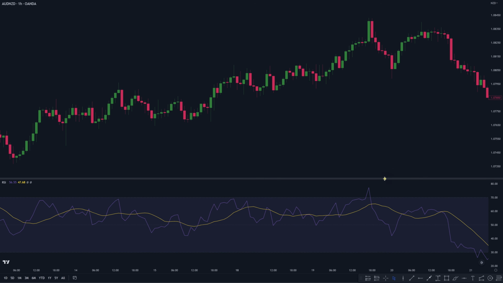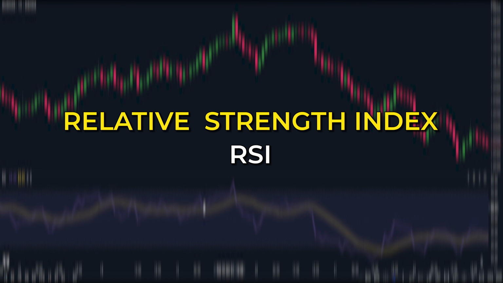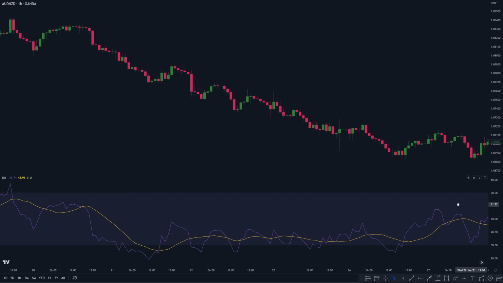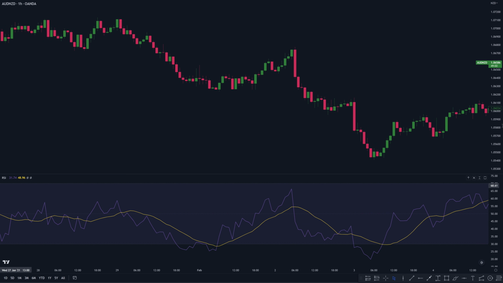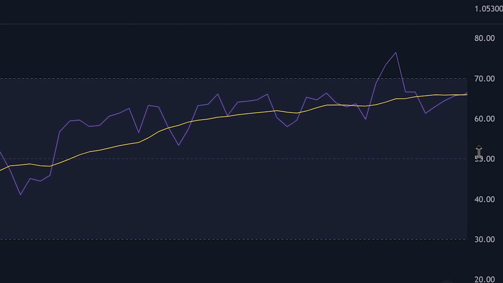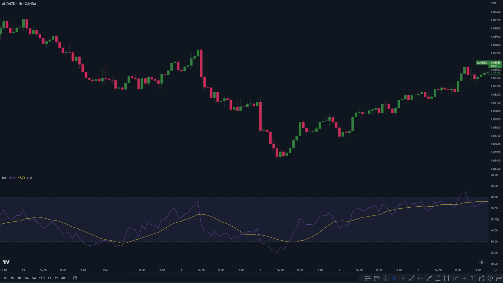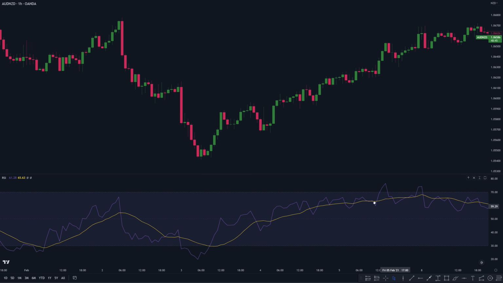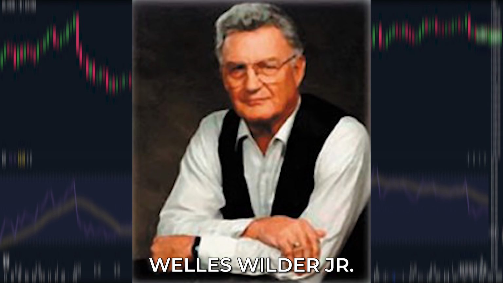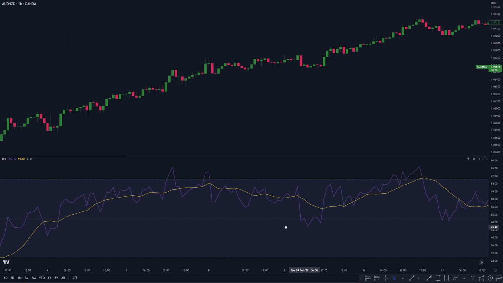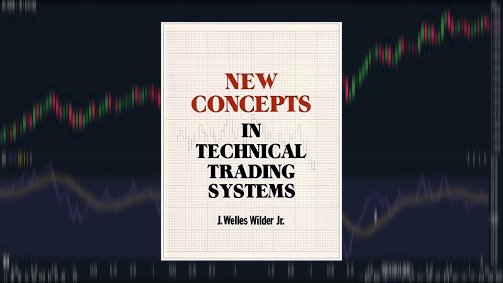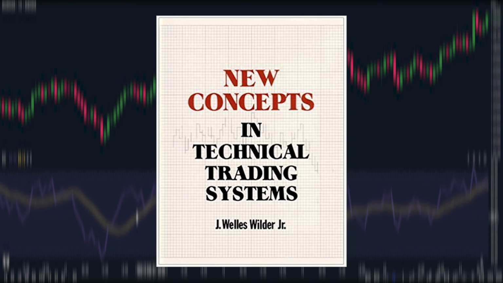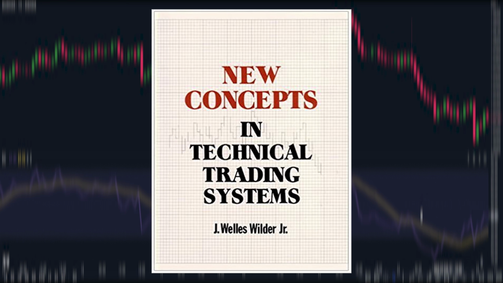Let's get into it. The Relative Strength Index, or RSI, is a momentum oscillator. It helps traders evaluate the speed and change of price movements for a particular trading asset. It ranges from 0 to 100 and is used to identify overbought and oversold conditions in the market. The RSI was originally developed by Wells Wilder Jr., a renowned technical analyst and engineer. He introduced the RSI in his groundbreaking book titled New Concepts in Technical Trading Systems. Since then, the RSI indicator has become a staple in the toolkit of traders all over the world.